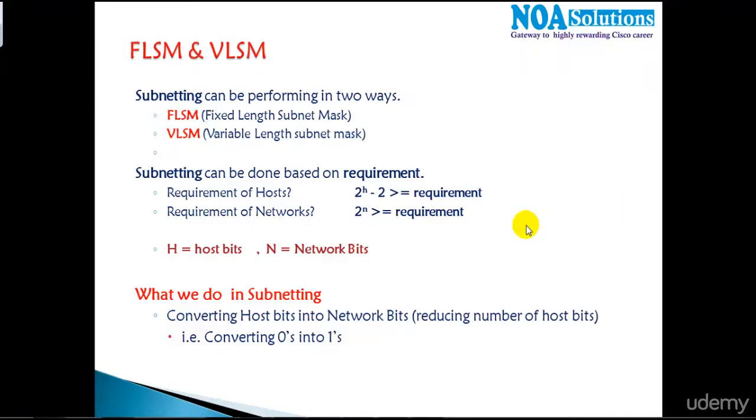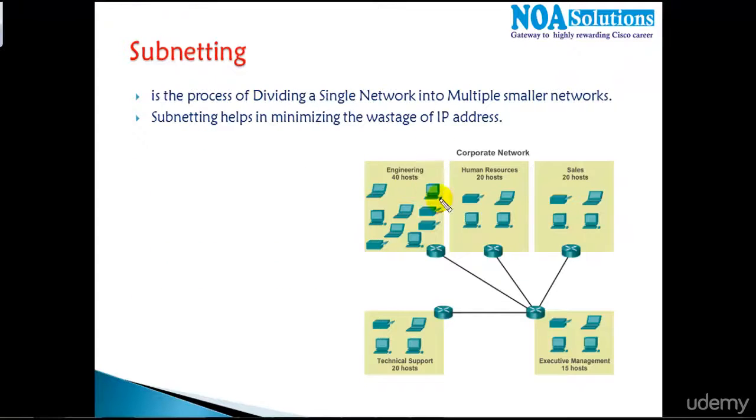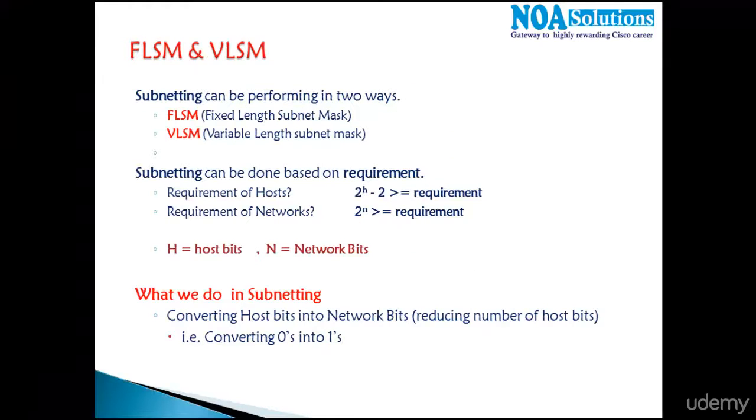So as I said, if you have multiple branches, maybe you have 40 users here, maybe only 20 users here, or maybe just 10 users here. So the size varies in each and every branch or each and every department. So VLSM is the one which is most commonly used when it comes to designing networks.